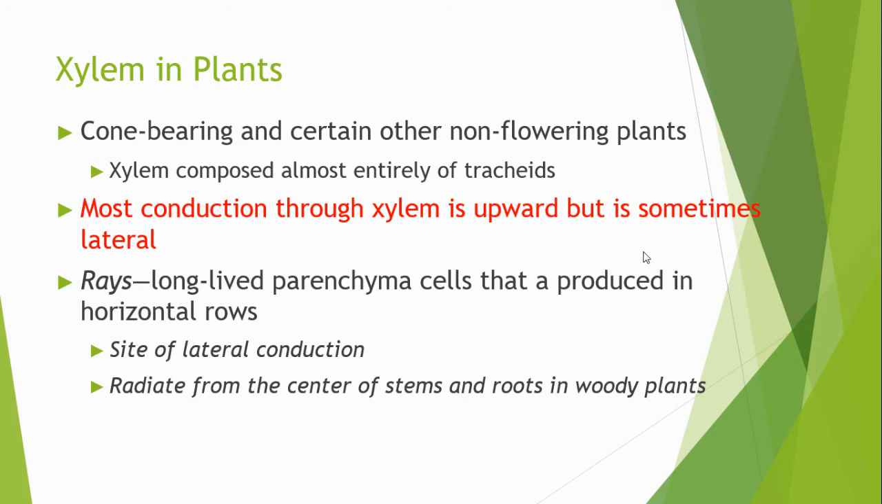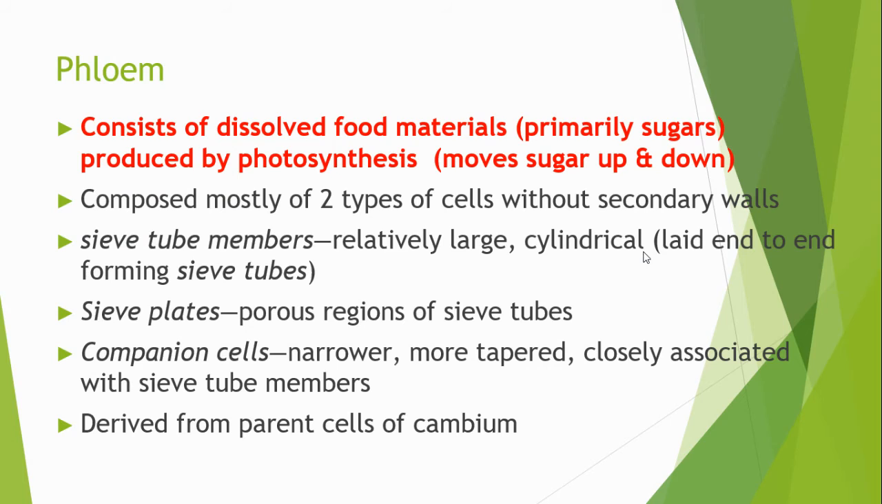The last type of cells that I mentioned were rays. They are long-lived parenchymal cells that are produced in horizontal rows. It's the site of lateral conduction, and they radiate from the center of the stems and roots in woody plants. The phloem consists of dissolved food materials, primarily sugars, which are produced by photosynthesis, and it moves the sugar up and down. It's composed mostly of two types of cells without secondary walls.